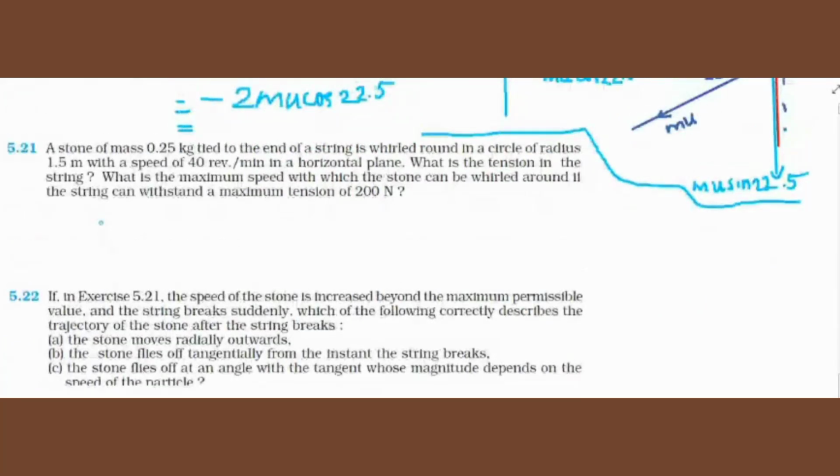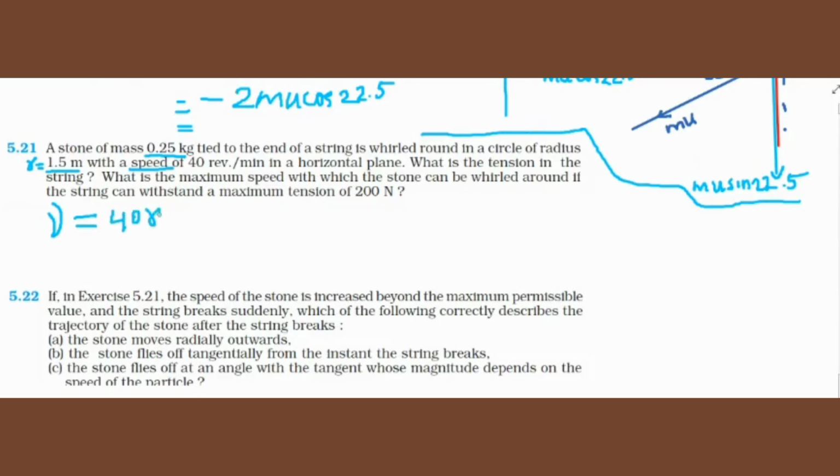Now come to question 21. The mass of the stone is given as 0.25 kilogram, tied to the end of a string, and whirled in a circular path of radius 1.5 meter. Radius r is given as 1.5 meter, with a speed of 40 revolution per minute. So what is the meaning of revolution per minute? Number of revolution per second, we call frequency. So even if it is written as speed in the question, you have to understand that revolution per minute means it is frequency.